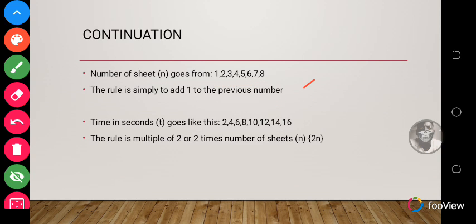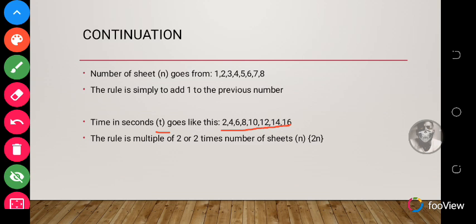If the previous number was 2, you just add 1 to it to get the next number to be 3. If the previous number was 4, you just add 1 and then you get the next number to be 5. So the rule is simple, just to add 1 to the previous number. And time in seconds is represented by the letter T, and it goes like this: 2, 4, 6, 8, 10, 12, 14, and 16.